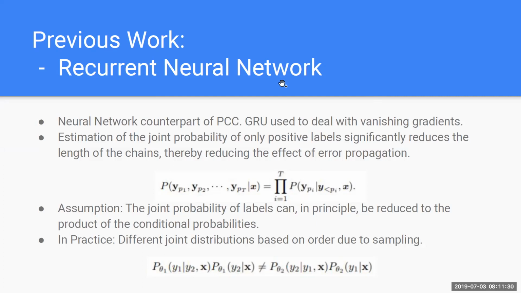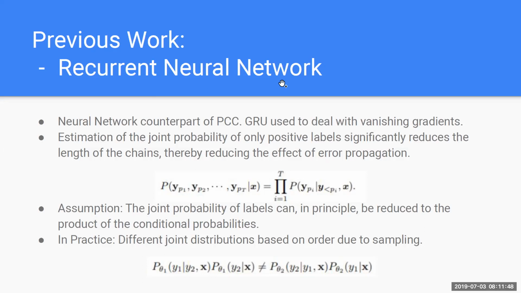And your target sequence is going to be generated accordingly. And yeah, so the assumption is, again, the independence assumption, where the joint probabilities can be reduced to a product of conditional probabilities. But in practice, we see that because of sampling, this doesn't happen.